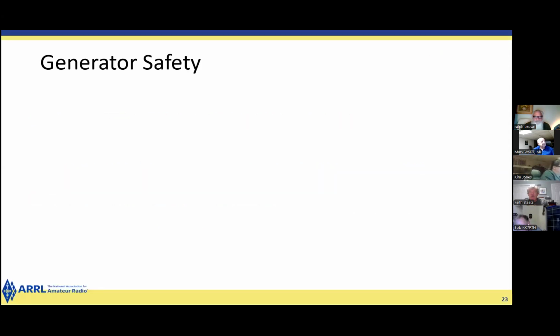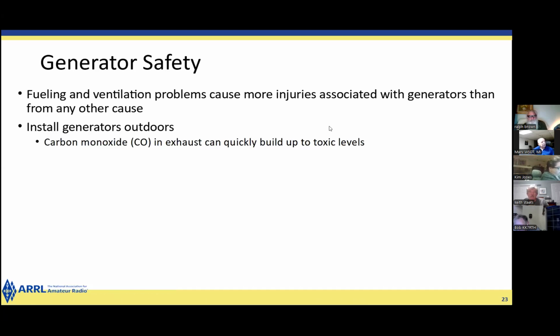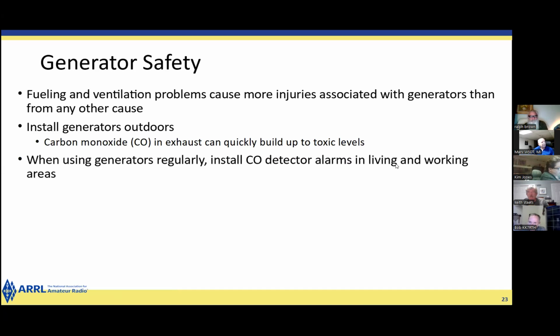Generator safety. Fueling and ventilation problems cause more injuries associated with generators than from any other cause. Yeah, you've got to be careful with generators. You should install your generators outdoors because carbon monoxide in exhaust can quickly build up to toxic levels. So don't put it in your garage. Don't put it in your basement. When using generators regularly, install CO detector alarms in living and working areas.